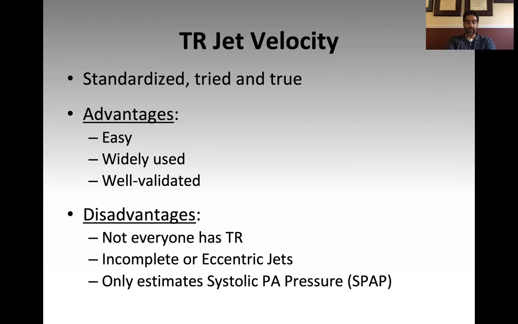It's fairly easy to do, but the downside is you have to have not only TR, but you have to have a usable TR jet. So you have to have a TR jet that is big enough, that's long-lasting enough, and that is directed in such a way that you can line up your Doppler beam to be as parallel with it as possible. If you don't have these things, obviously you can't use a TR jet velocity method to estimate right-sided pressures.